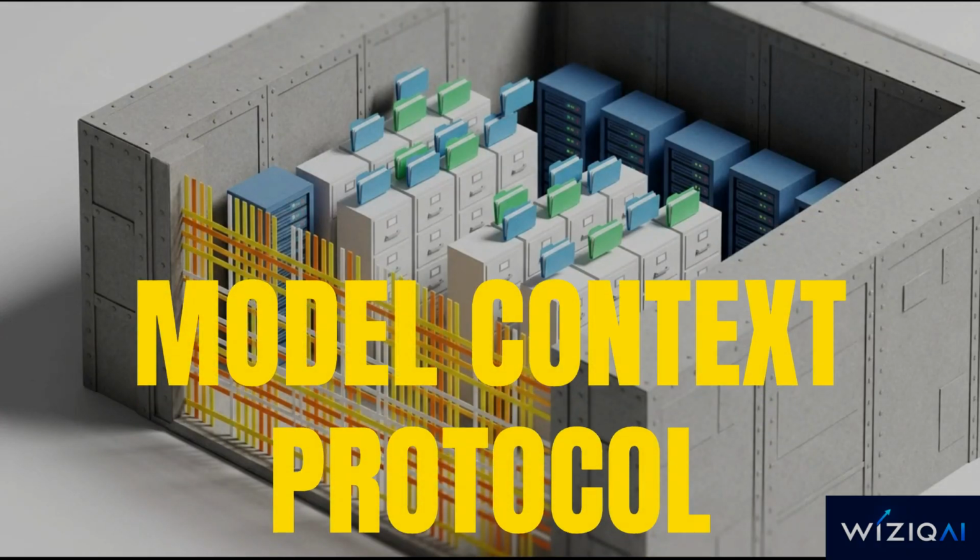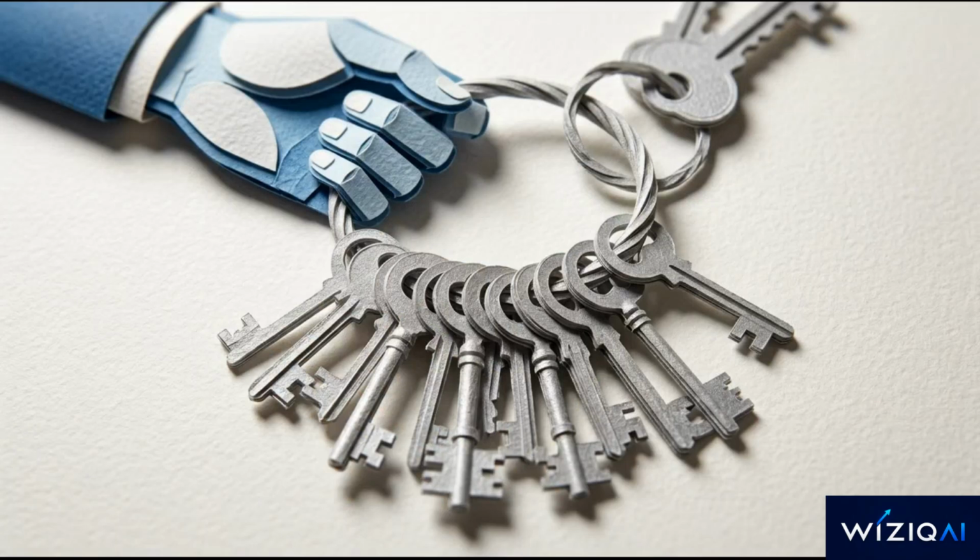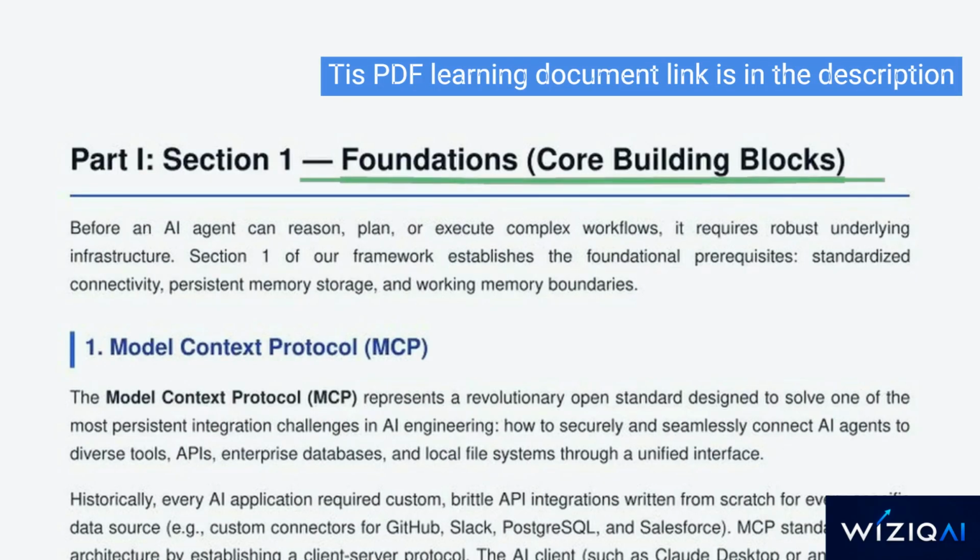Every new hire needs access to your company's digital filing cabinets, the databases, the chat apps, and the private folders where your software is built. Usually, giving an AI this access required engineers to write dozens of separate, complicated digital keys. That brings us to our first building block.